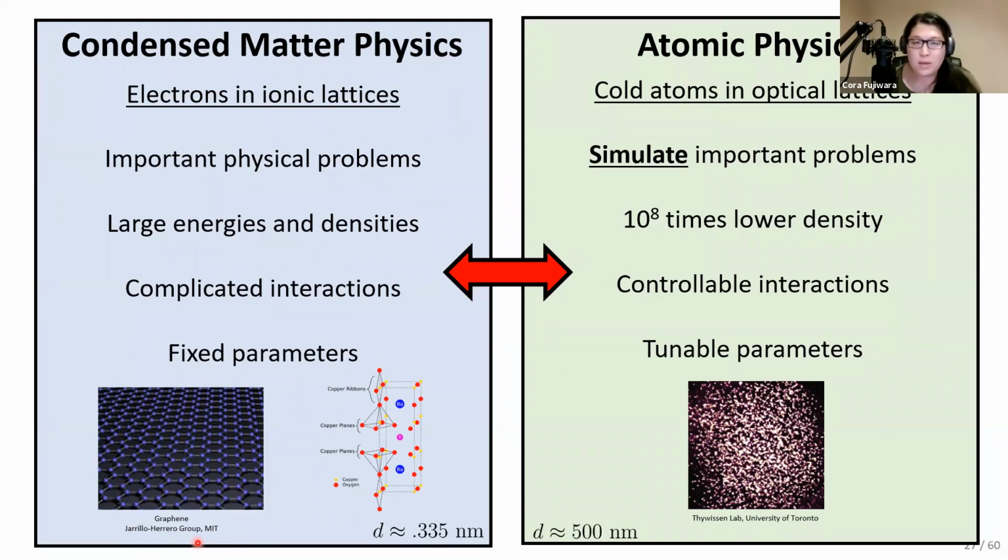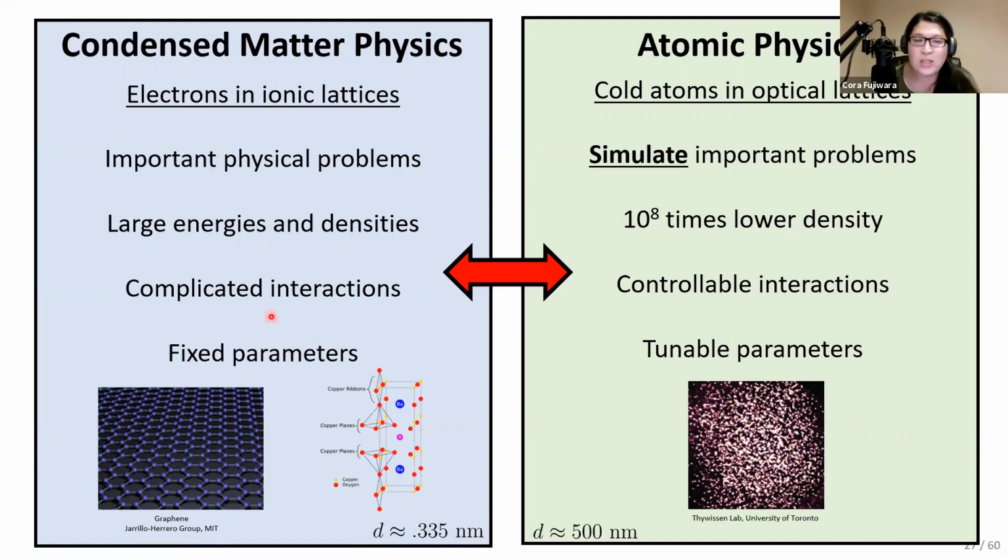But studying these sorts of systems can be challenging for a variety of reasons. Namely, these occur at large energies and densities, right? The lattice spacing in a typical material is going to be on the order of an angstrom, or a fraction of a nanometer. So you can only image that with something like an AFM.